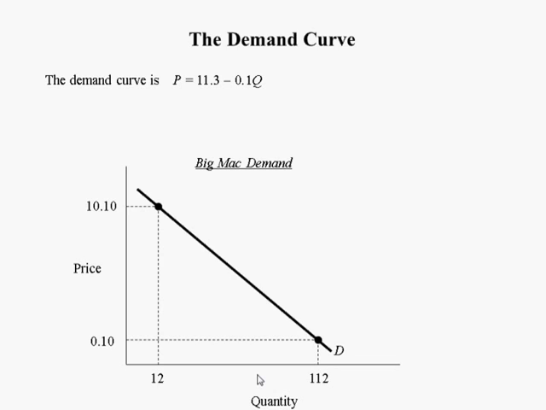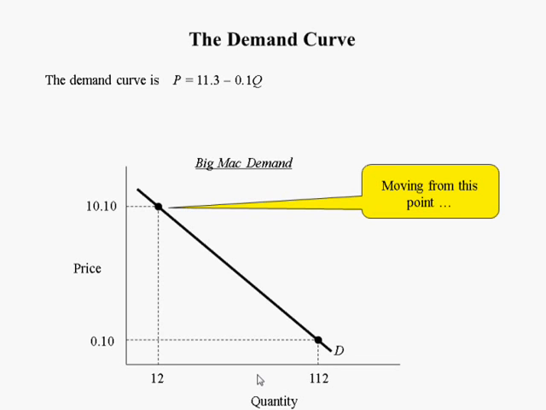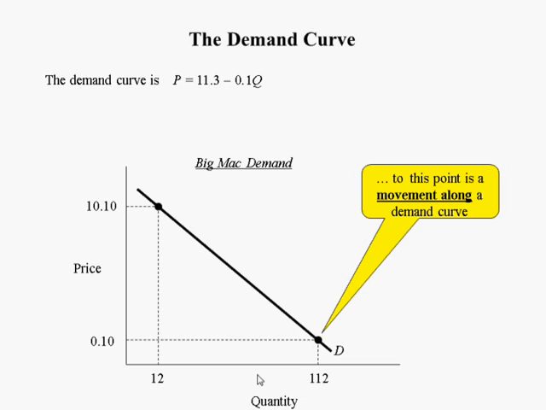Now, we also label this diagram Big Mac demand. Moving from this point down to that point is a movement along the demand curve. Demand does not rise in this situation. Quantity demanded rises because the price fell.